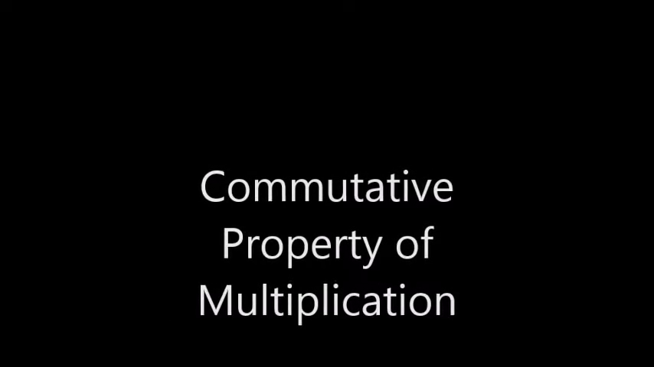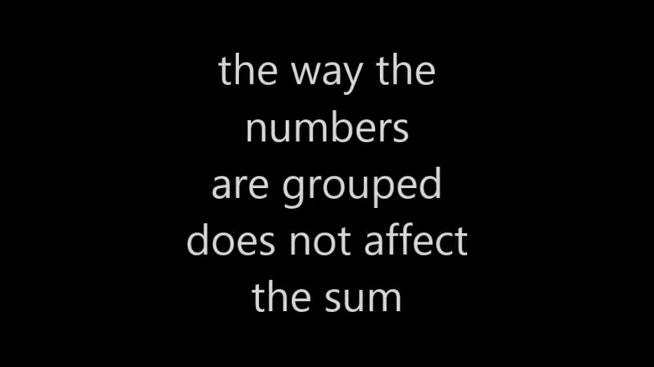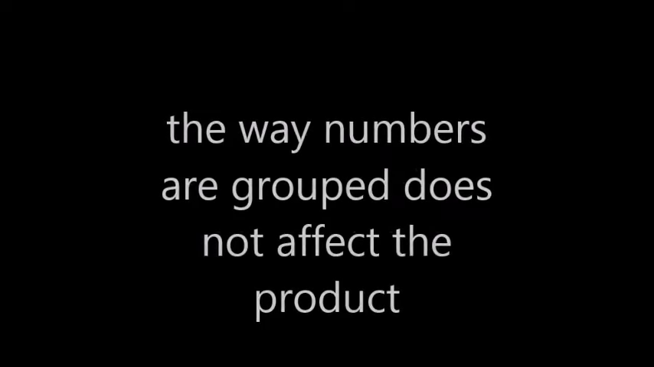Commutative property of addition. The order in which numbers are added does not change the sum of the numbers. Commutative property of multiplication. The order in which numbers are multiplied does not change the product of the numbers. Associative property of addition. The way the numbers are grouped does not affect the sum. Associative property of multiplication. The way numbers are grouped does not affect the product.